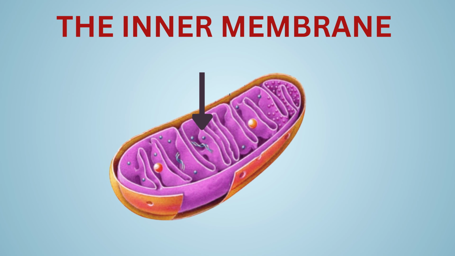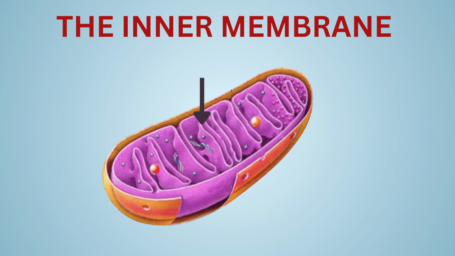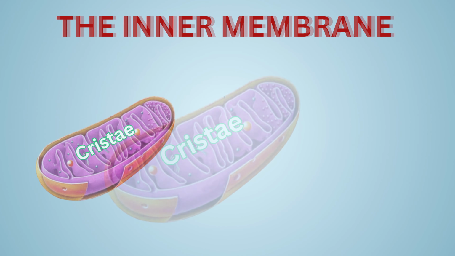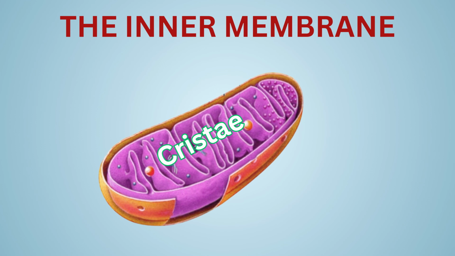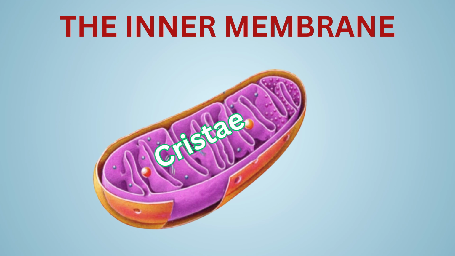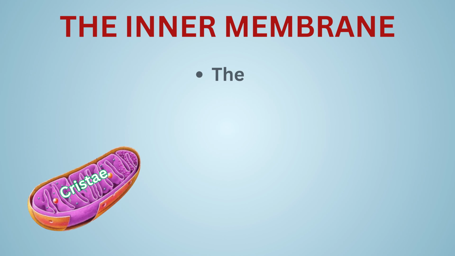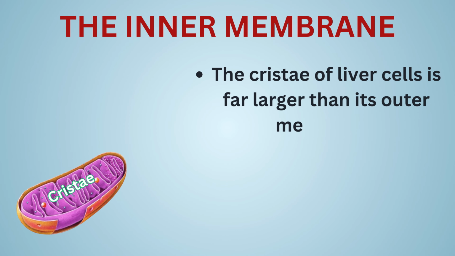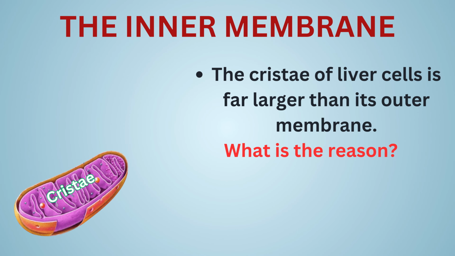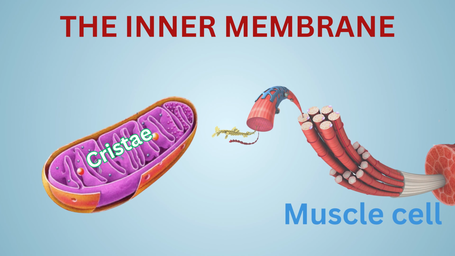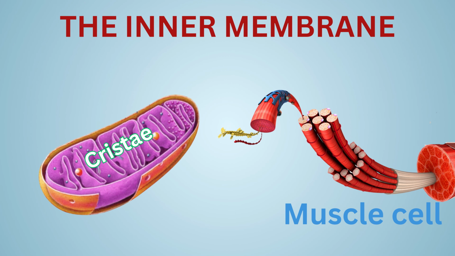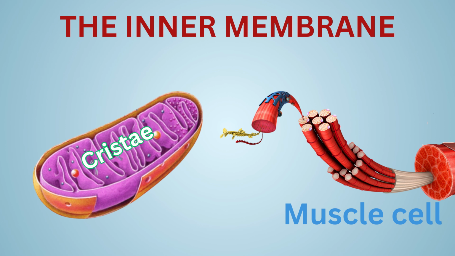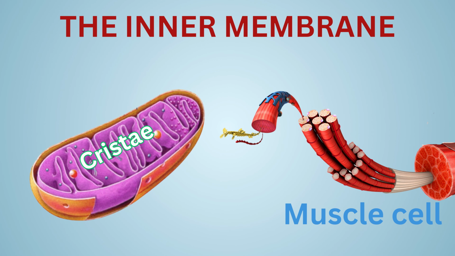The inner membrane. It is characterized by inward folding known as cristae. The cristae maximize the surface area of the inner membrane, enhancing its ability to produce more ATP. In a liver cell, the area of the inner mitochondria is 5 times larger than its outer membrane. In some other cells, like the muscle cell, the ratio of the cristae to the outer membrane is even greater since they require a higher amount of ATP.